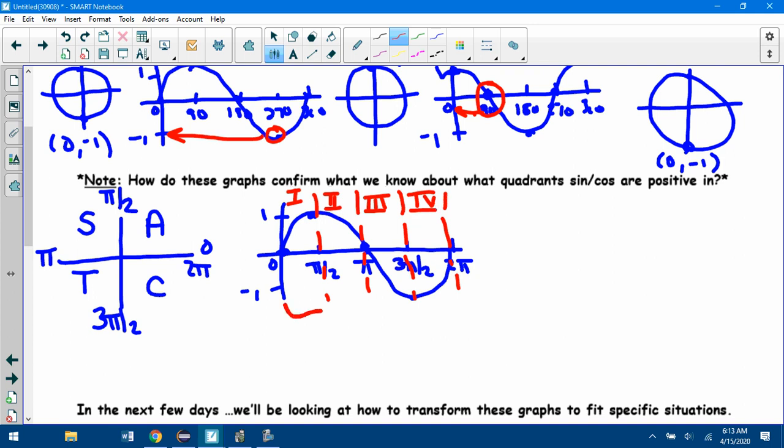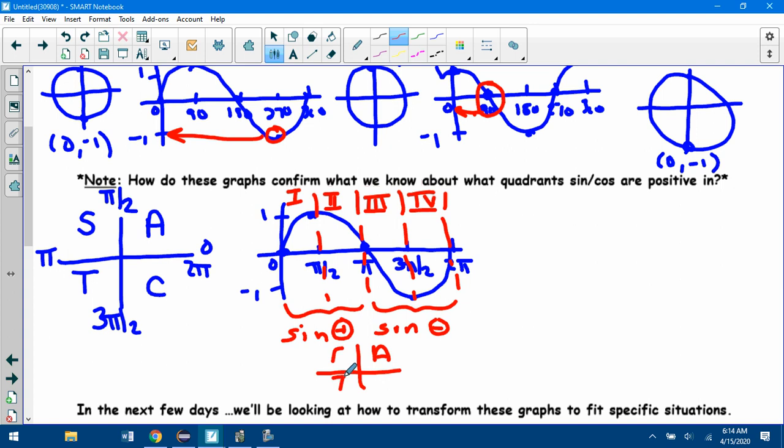Now, what do you notice between 0 and π? The sine graph is above the x-axis. So that means the values of sine from 0 to π are positive. And from π to 2π, the values of sine go below the x-axis. So down here, the values of sine are negative. Isn't that just what we know from All Students Try Cheating?